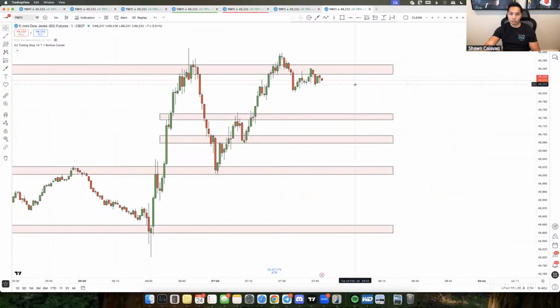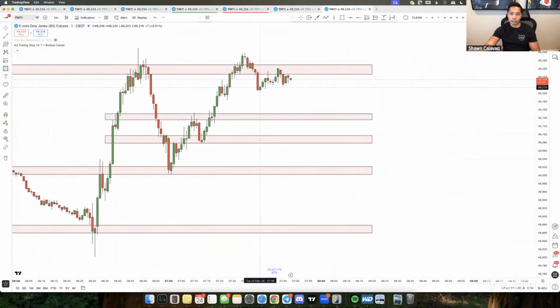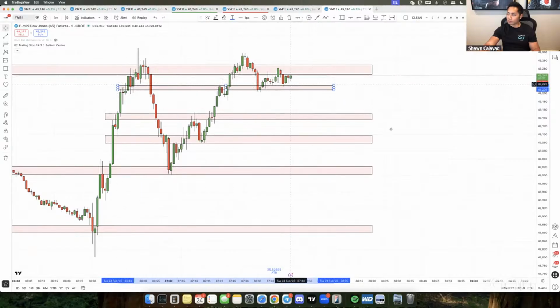Let's go to our clean chart. There's like nothing here, right? This is literally just going back and forth right now between this area.